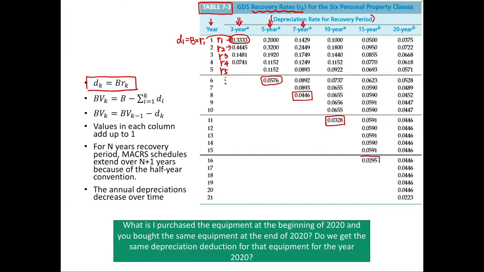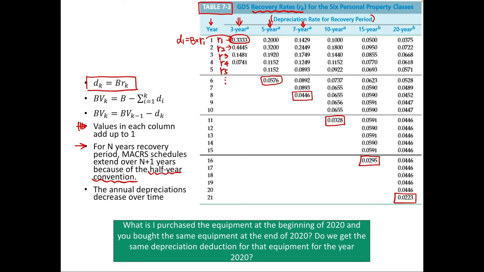So why do we have a system like that? Why do we have one more year of depreciation? That is this bullet point: for an n-year recovery period, MACRS schedules extend over n plus 1 years because of the half-year convention. So what is the half-year convention? We will talk about it later.